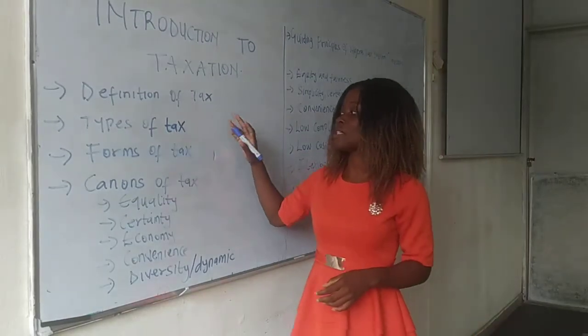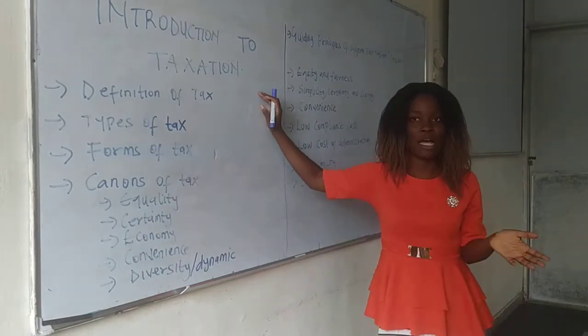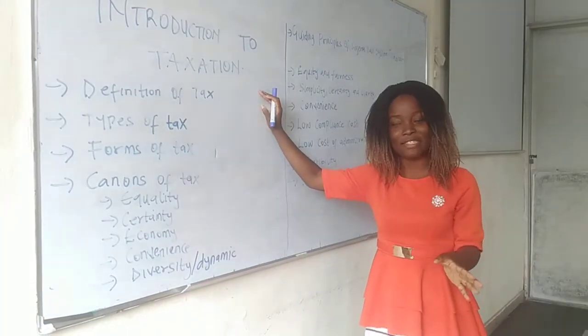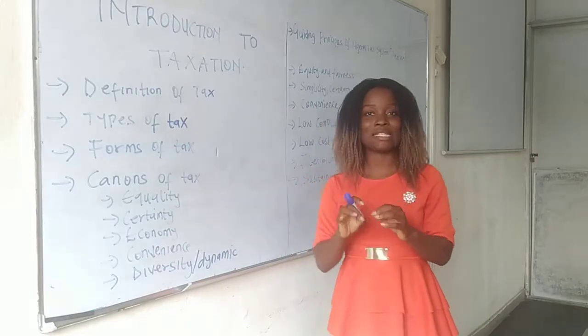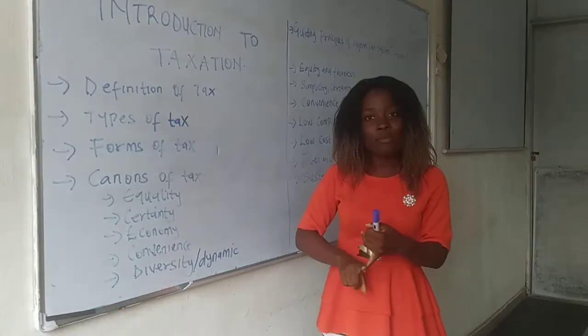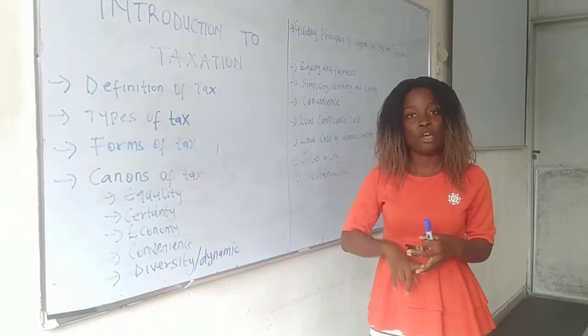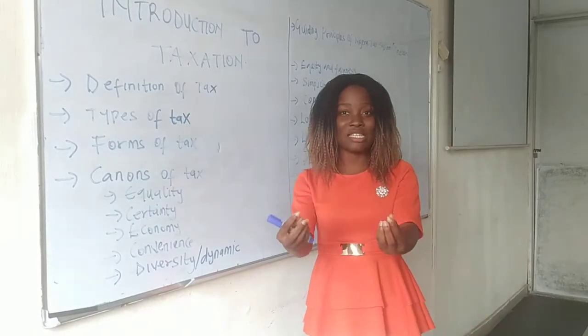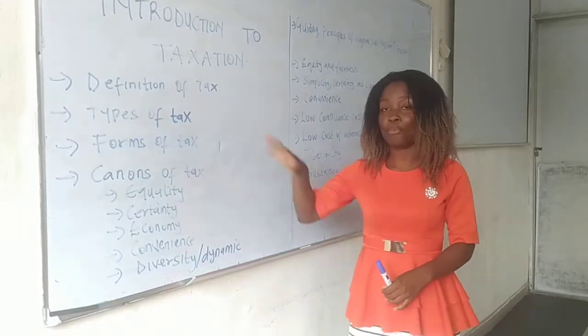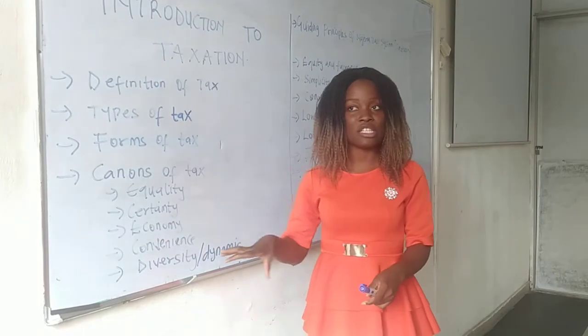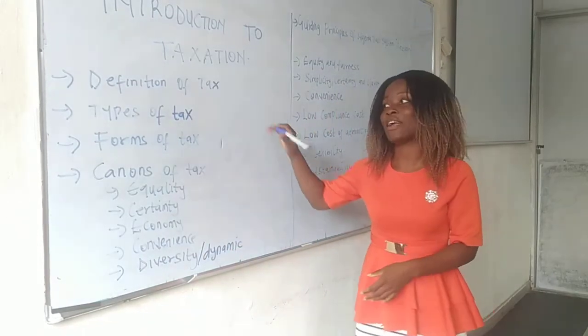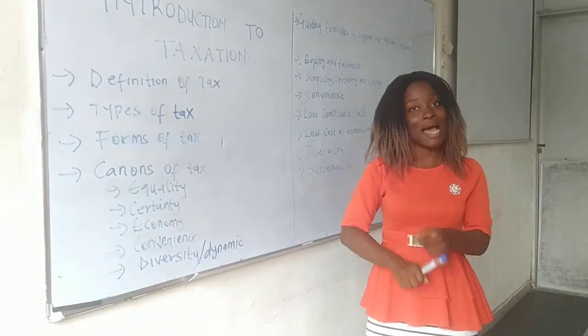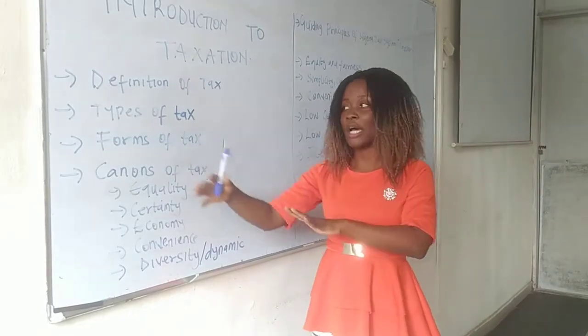Then, what are the types of tax? Basically, we have two types of tax. We have the direct tax and the indirect tax. Now, direct taxes are taxes levied on what? On incomes or on the profit of an organization. Income in terms of individuals and profit in terms of what? Organizations. Now, a perfect example of direct tax is what? The personal income tax and company income tax.